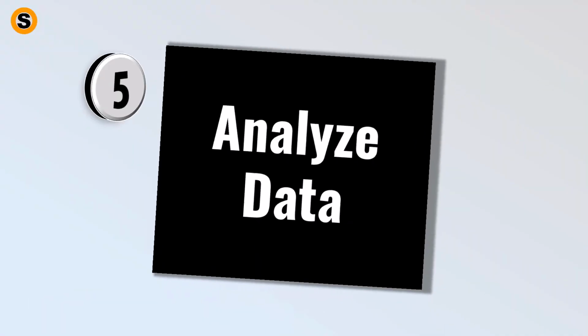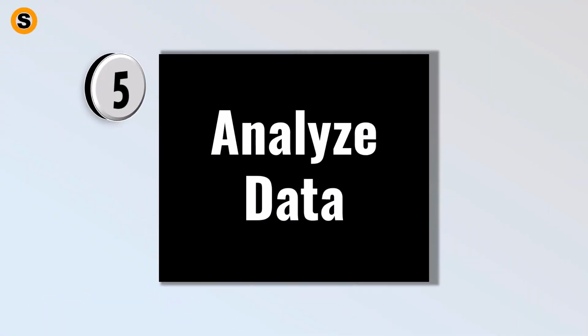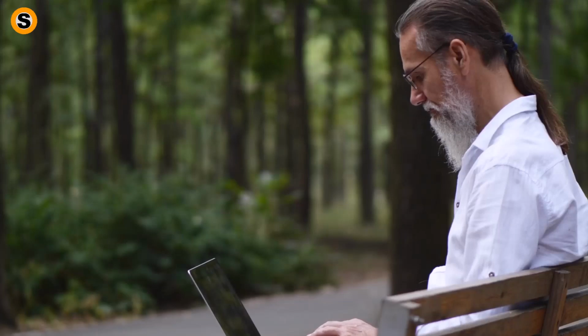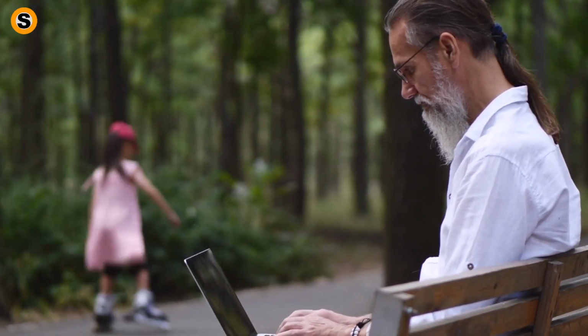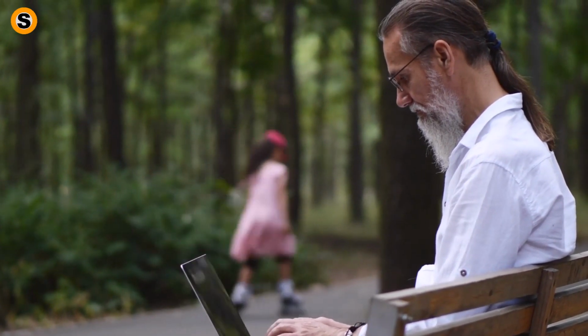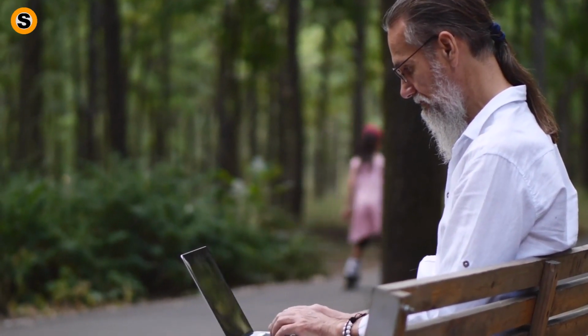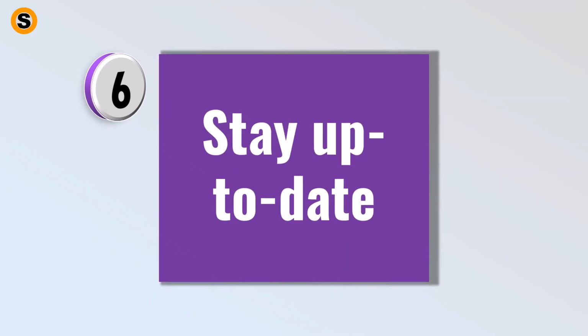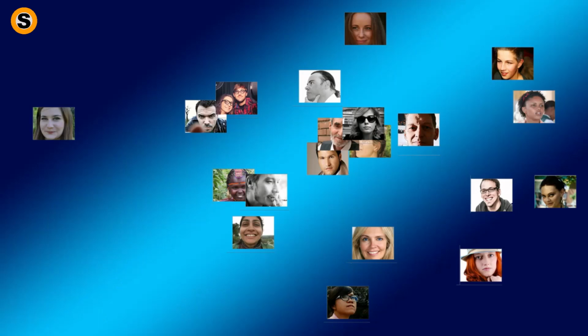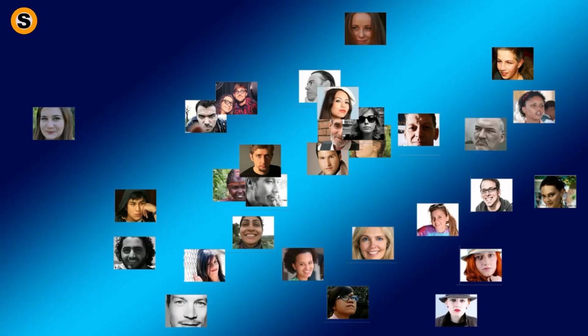Number 5. Analyze data. Use data analytics to track the success of your program and identify areas for improvement. Look for trends and patterns in your affiliates' performance, such as which products or promotions are most effective. Number 6. Stay up to date. Stay up to date with the latest trends and best practices in affiliate marketing. Attend industry events, read industry blogs and publications, and stay connected with other affiliate marketers to stay ahead of the curve.